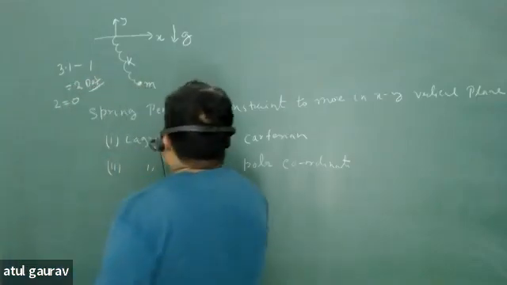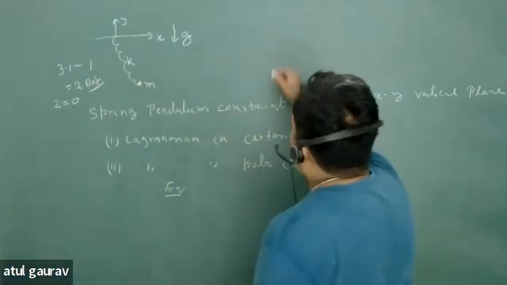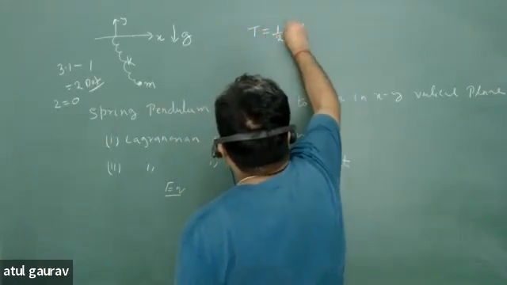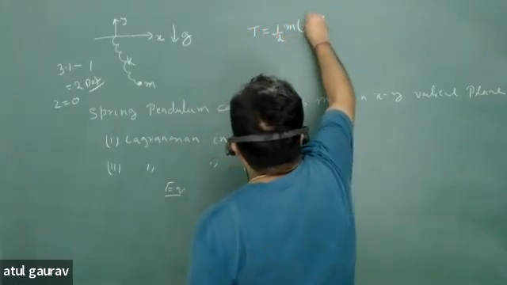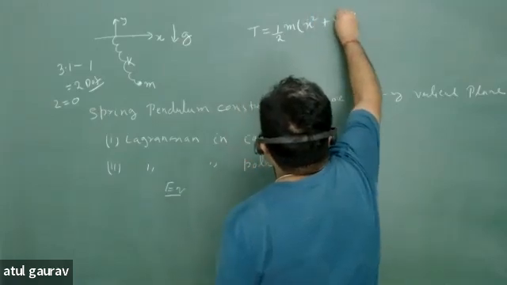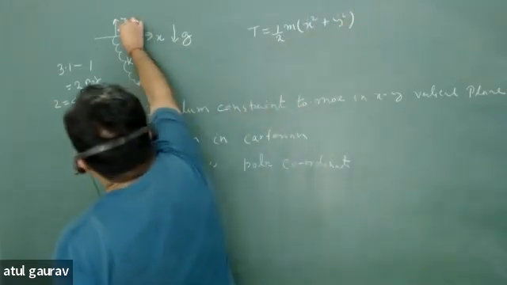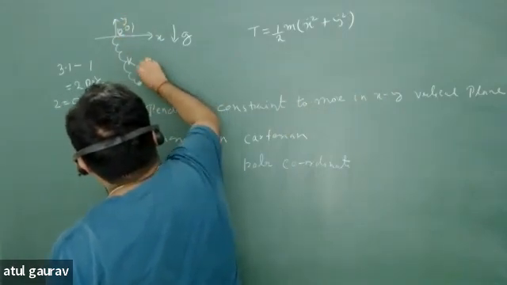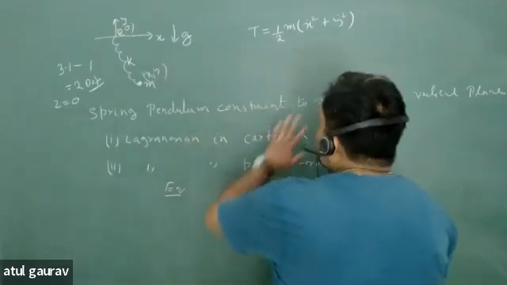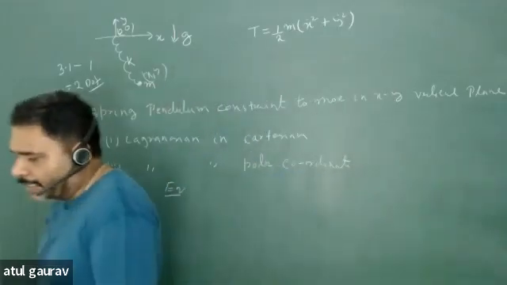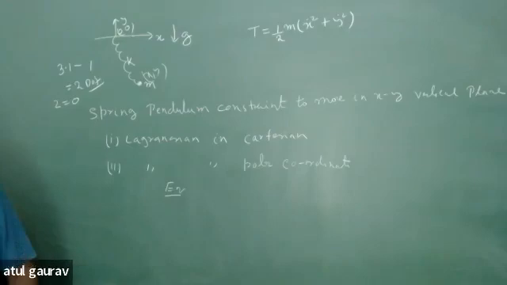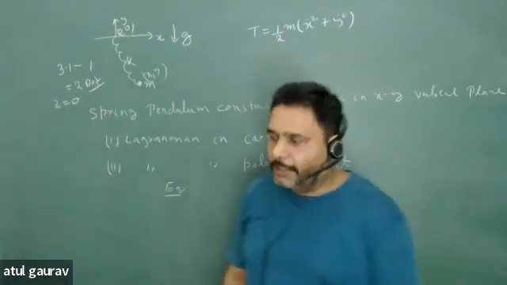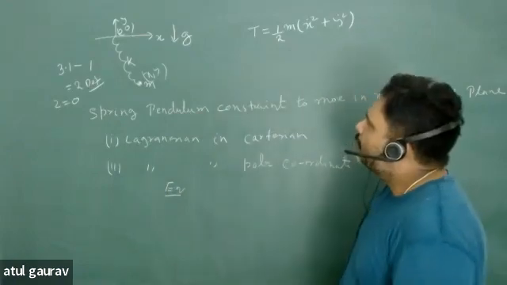Okay. Now if we want to write it in Cartesian coordinates, what will be my kinetic energy? My kinetic energy is half m (x dot square plus y dot square). I can take this one as 0, and the coordinates are x and y. So in this problem, writing the kinetic energy is not a big issue. The most important challenge is how you are going to write the potential energy of the system. So let's go for potential.